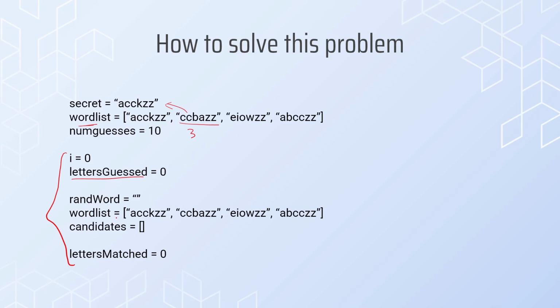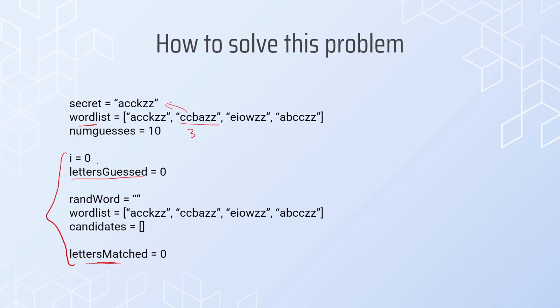Next, word list is where we loop through every single word in that word list and then every letter in that word and retrieve the letters matched from that. So that's this. So retrieve the letters matched, and if the letters matched is equal to the letters guessed, then we add that word into candidates. If not, then we just increment I. So just to give you a better feel of it, I will go through this example and solve it.